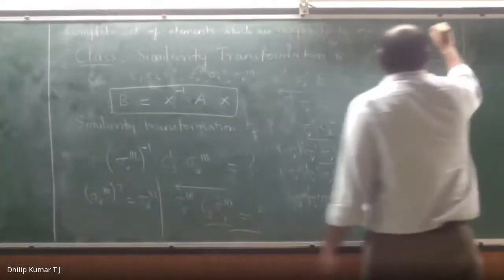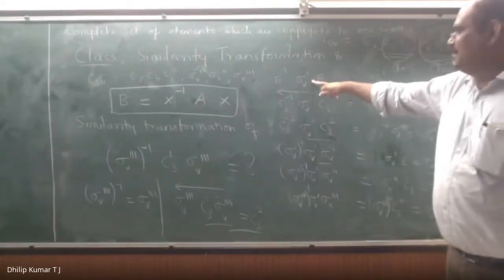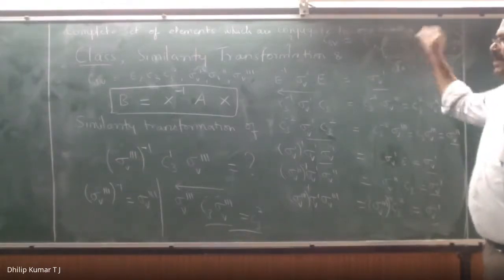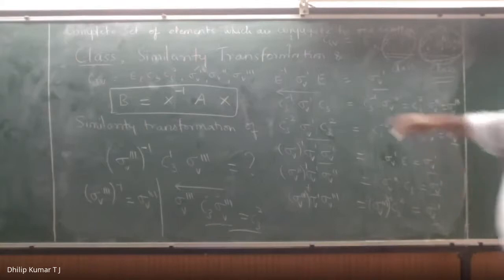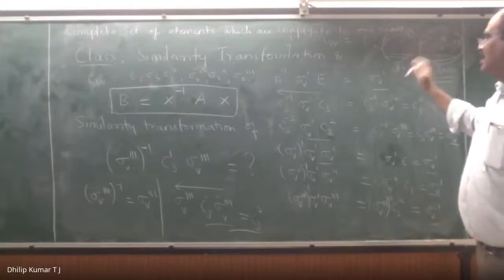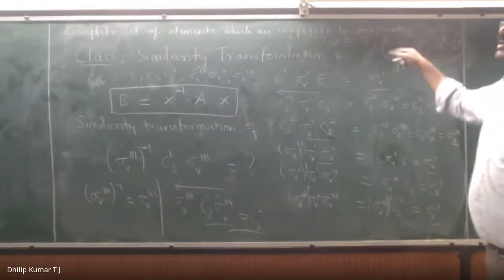This forms a class. Similarly, you can try the sigma V double prime or sigma V triple prime, and you will find the same thing. So the sigma planes are one class, and rotation is another class. Similarly, instead of the sigma V plane, if you use C3 or C3 squared, you will end up with C3 or C3 squared on the right hand side. So that forms another class.